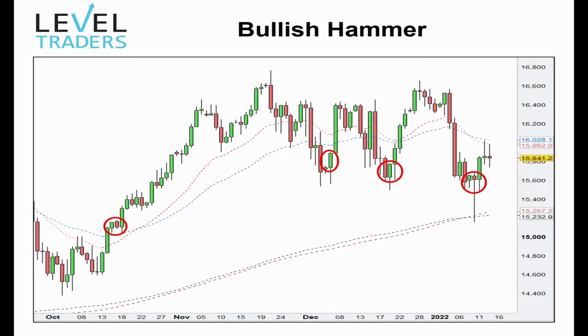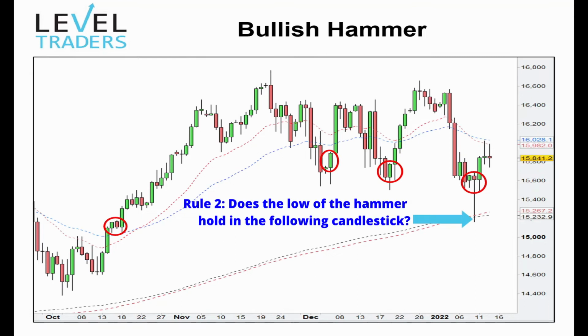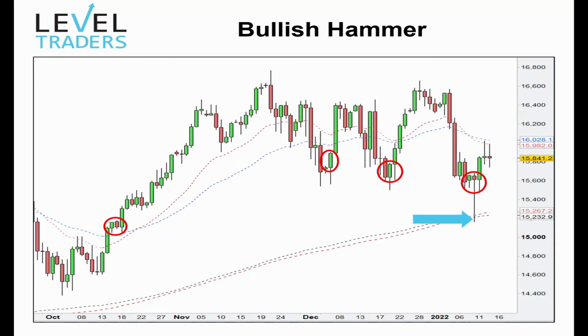So what does this tell us? Well, the smaller the body, the sharper the reversal, because you can see price reversing sharply off its lows, forming a long tail. Now, this is the tail I'm referring to. Now, what we've established is a rule for the body of the hammer. Let's now look at the other two rules. Does the low of the hammer hold in the following candlestick? Well, the answer is yes in all 4 examples. So a reversal is potentially on the cards.